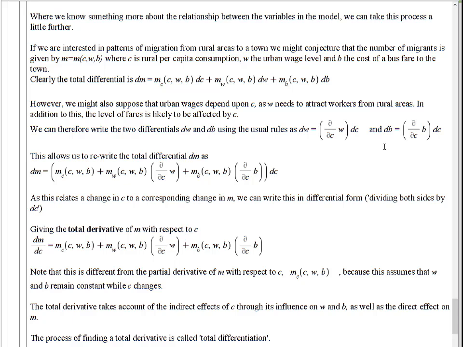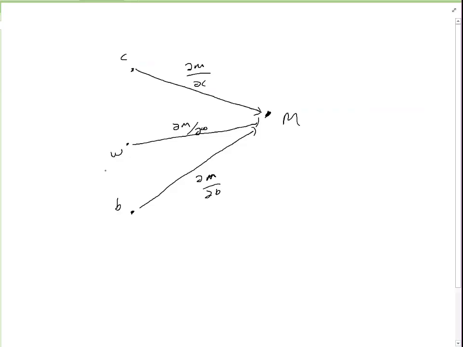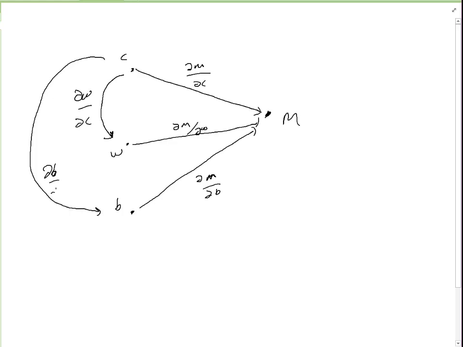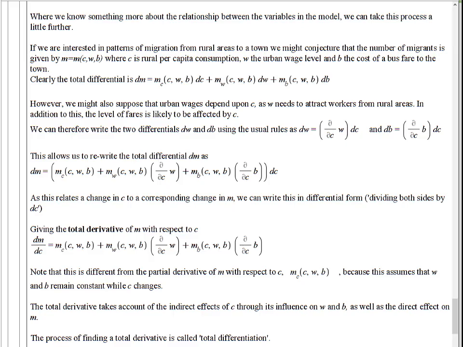So if we put it back to the diagram, a change in W itself depends on C, and you can predict what is going to happen here by dW by dC, and also this depends on dB by dC. So this is telling us something about how the variables are connected, which we don't get without that extra information.